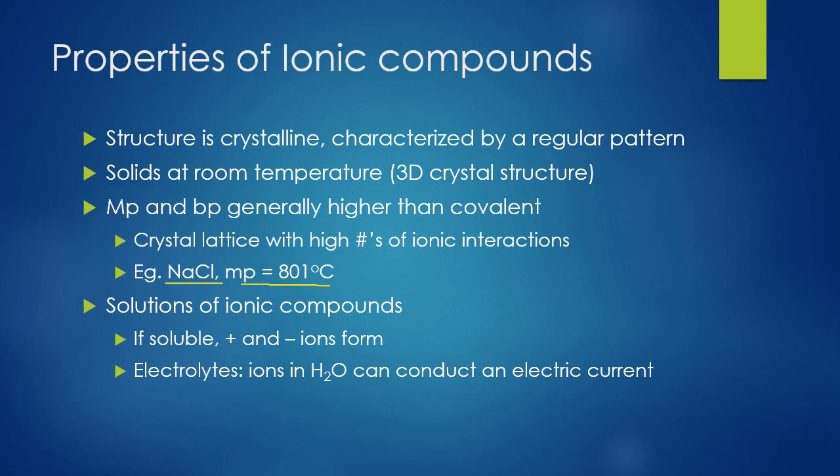With solutions of ionic compounds, if they're soluble in water, you'll often see that the ions will separate into the positive and negative cations and anions. This causes solutions of ionic compounds to form electrolytes. And these electrolytic solutions can actually conduct an electric current. And we'll talk about this more in detail in later chapters.